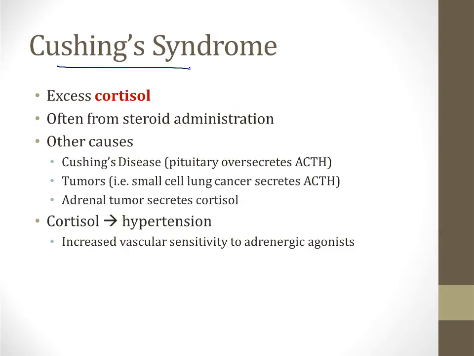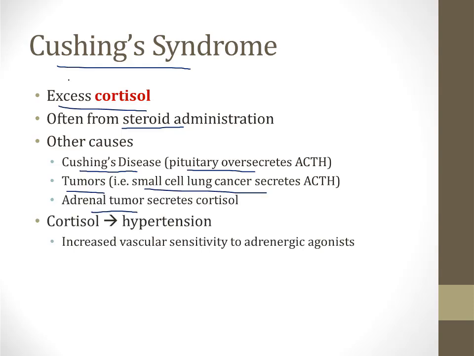Cushing syndrome is another endocrine disorder I discuss in the endocrine section. It results from excess cortisol. In clinical practice, this usually occurs because patients are taking exogenous steroids for an inflammatory condition like rheumatoid arthritis. However, it can also be caused by other disorders like Cushing's disease. This is when the pituitary over-secretes ACTH. There can also be tumors that secrete ACTH. Small cell lung cancer classically does this. In addition, there can be adrenal tumors that secrete cortisol.